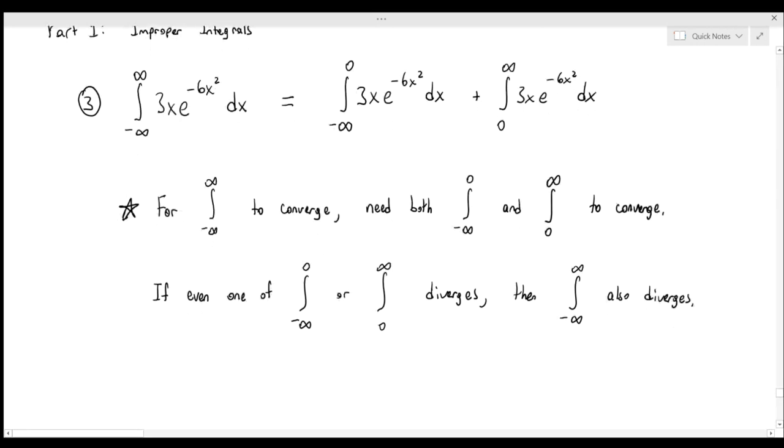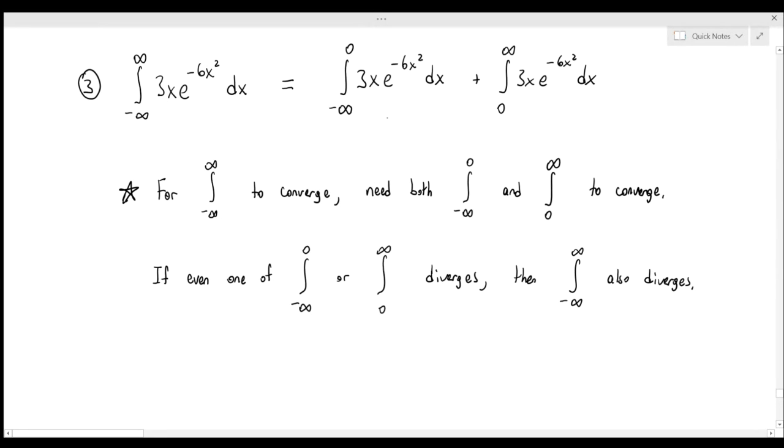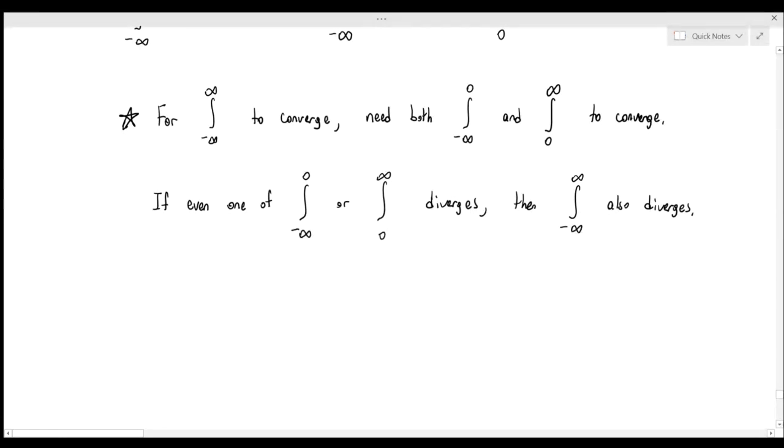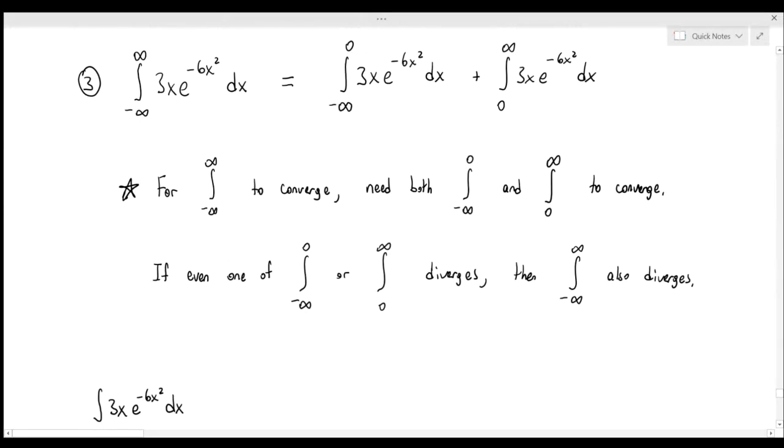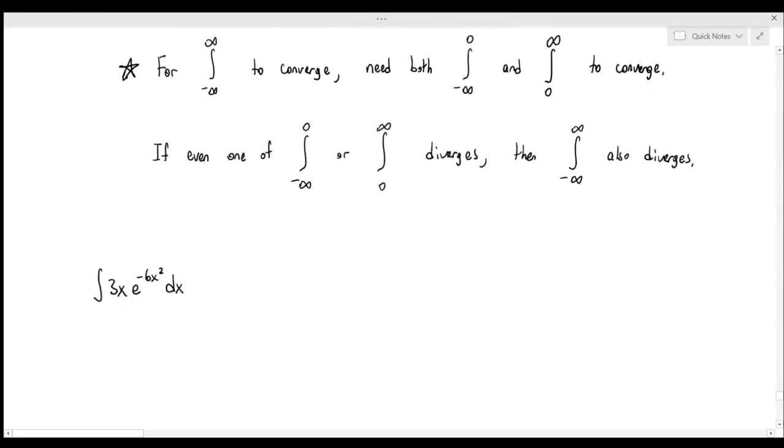All right, now let's actually work on these two integrals that we have here. First, I'm going to just look at this indefinite integral to start with. We're going to need to evaluate this anyway in the process of getting the improper integral, so I'm just going to do this part first.